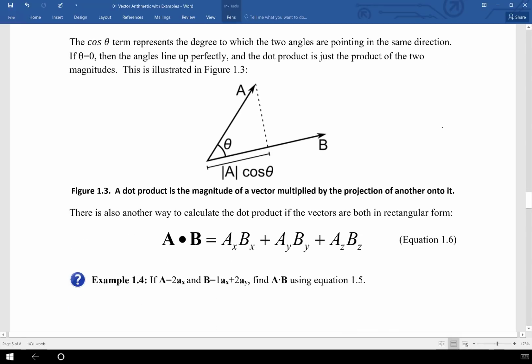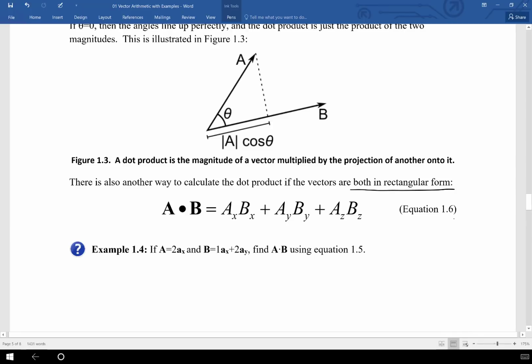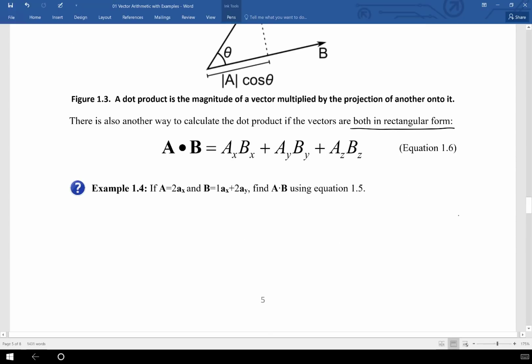Now there is a shortcut or another way that you can calculate the dot product, but only if both are in rectangular form. So this only works if both of the vectors are in rectangular form. You just simply take the product of the x components plus the product of the y components plus the product of the z components. So let's calculate the dot product of a dot b using the original equation, the a times b times the cosine of theta.